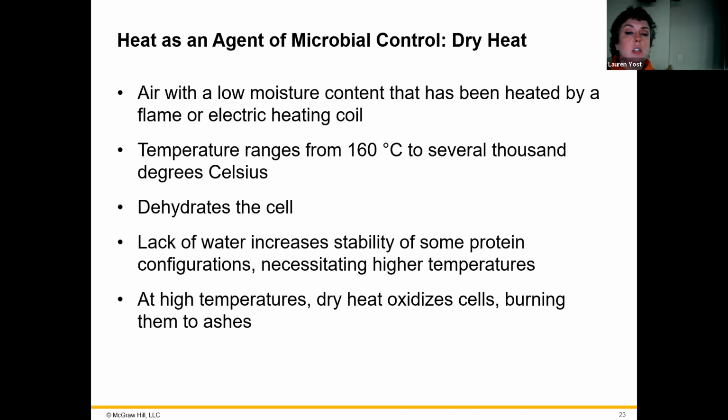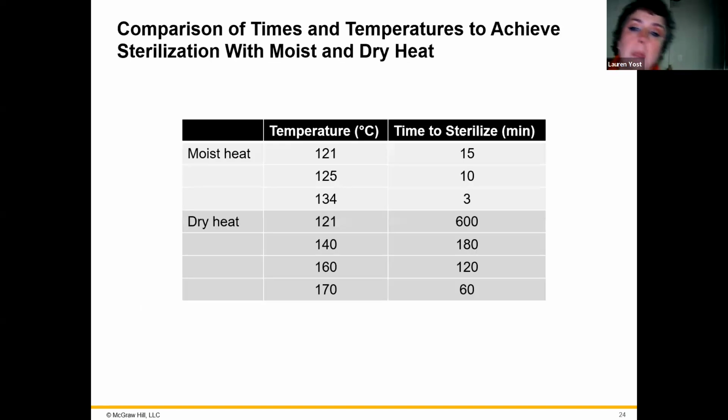So in this situation, we are dehydrating the cell, and potentially incineration can result as well, which we do with our loops in the lab with our Bunsen burners. Incineration is oxidizing all of those organic molecules and turning them to ash. So you produce carbon dioxide, and then the little ash is what's left over from that process.